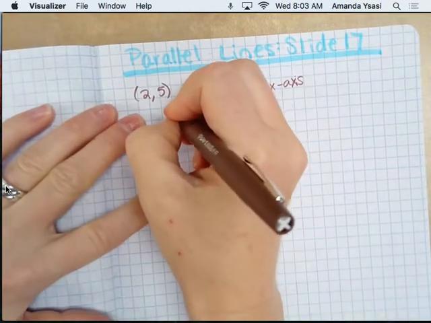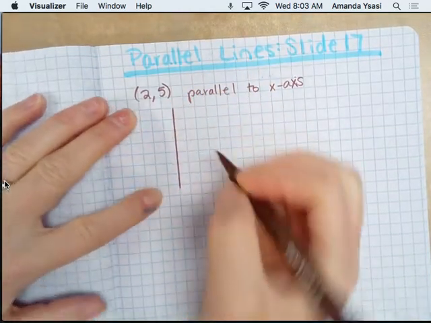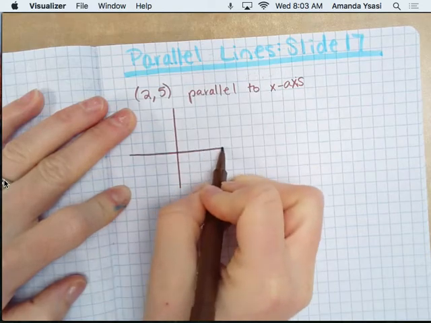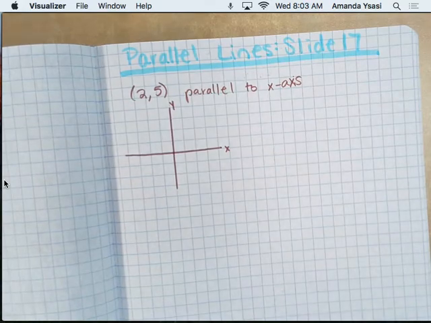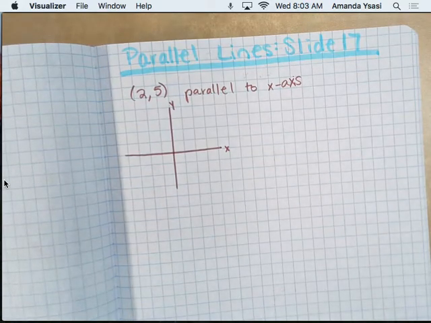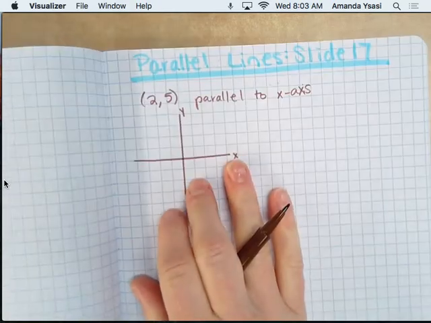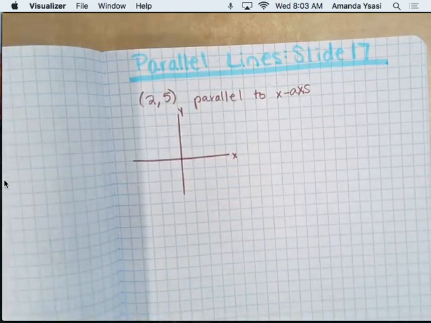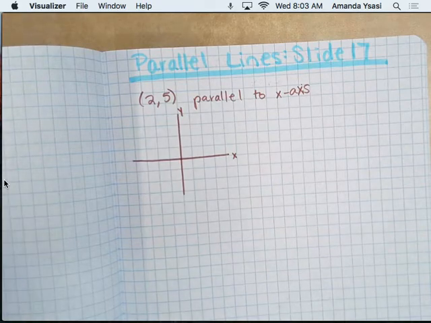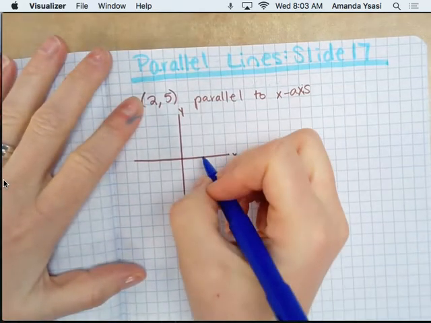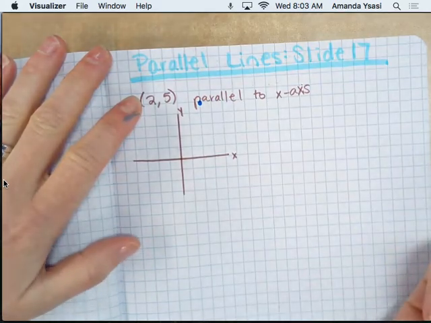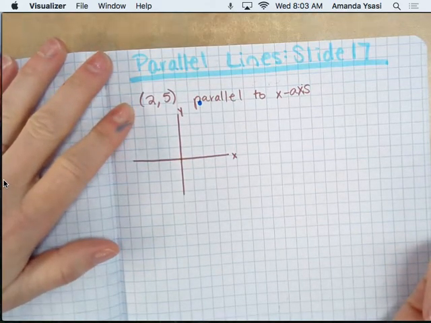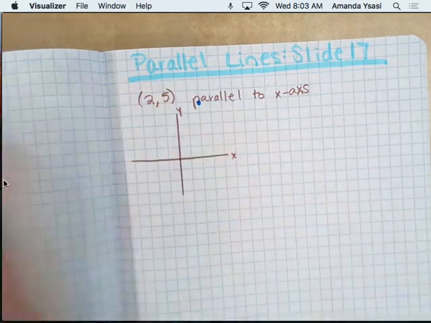Okay, so I'm going to draw an x and y axis and label them. We can do it on our digital interactive notebook, but I kind of like being able to write it down here. Okay, so it says parallel to the x-axis going through 2,5. So let's plot this point 2,5. Over 2, up 5. Oop, it's right there. I didn't give myself enough room.